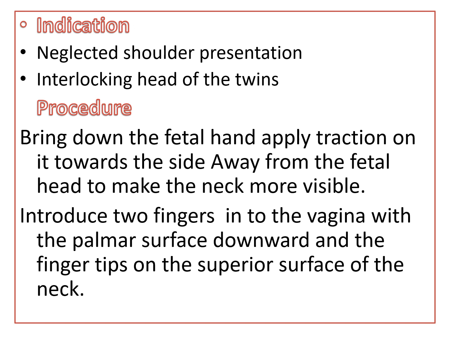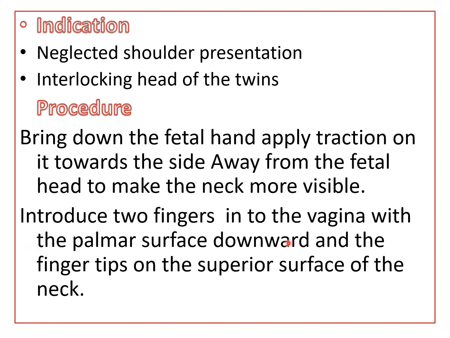The procedure is, in the case of decapitation, we should bring the fetal hand down. That is, we should bring it near to the internal os of the cervix and apply traction over the hand and bring it towards the side away from the fetal head to make the neck more visible. When we are pulling on the hand, usually the head and shoulder and other parts of the body will be pointing upward, and the neck will come near to the cervix and will be more visible.